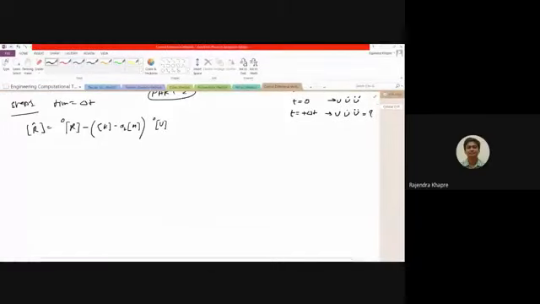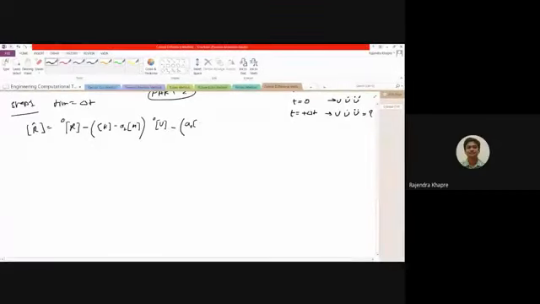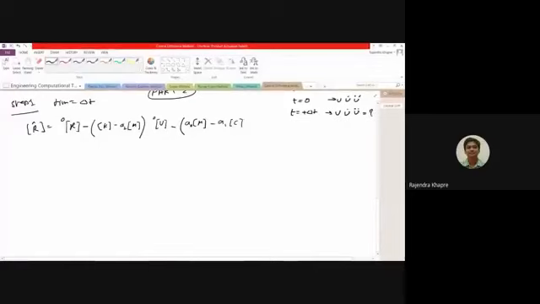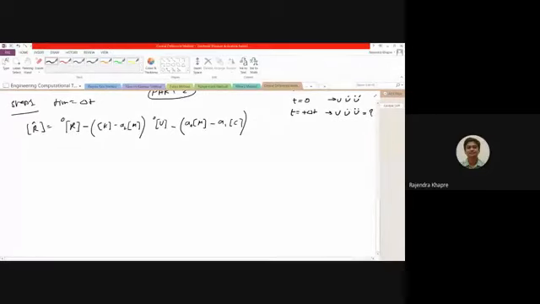Then minus, we have a0 minus a2 into the mass matrix. Then we have a1 into the C matrix, that is a1 into the C matrix, multiplied by the displacement at minus delta t. So this is the displacement at minus delta t.